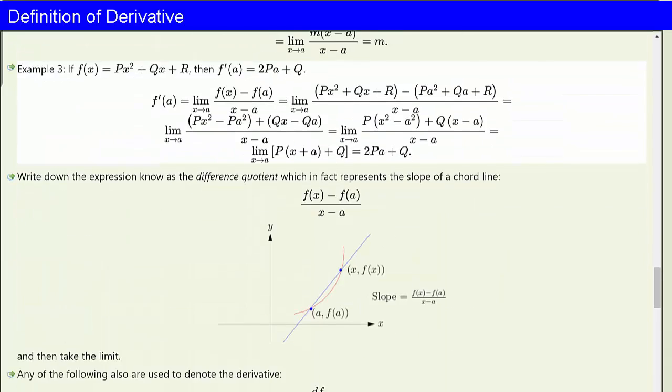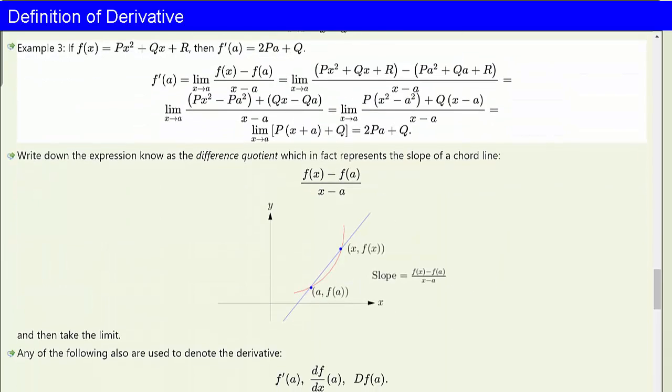As a third example, if f(x) is px² + qx + r, then f'(a) at a point a is 2pa + q. This is not obvious geometrically, but analytic geometry makes it easy. f'(a), as always, is the limit as x goes to a of (f(x) - f(a)) over (x - a). And that's the limit as x goes to a of (px² + qx + r - (pa² + qa + r)), all divided by (x - a).